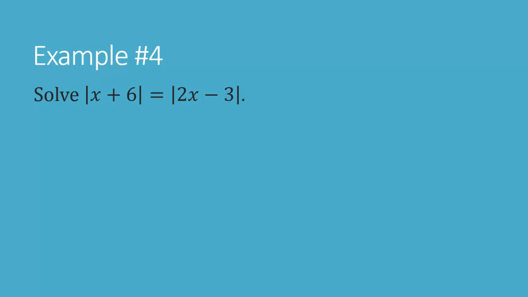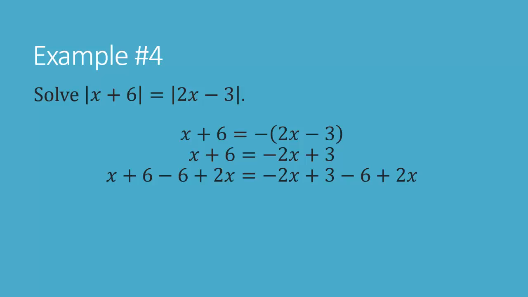Now we need to look at the opposite. We need to look at negative 2x minus 3. So from here, we just simply distribute it out, and then we just solve just like we do all other equations. We're going to move the 6 over to the right. We're going to move the negative 2x to the left, and we get 3x equals negative 3, or x equals negative 1.